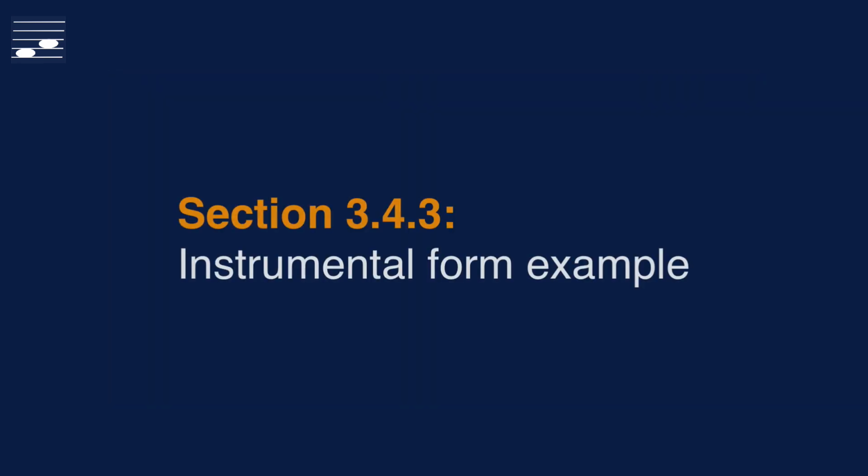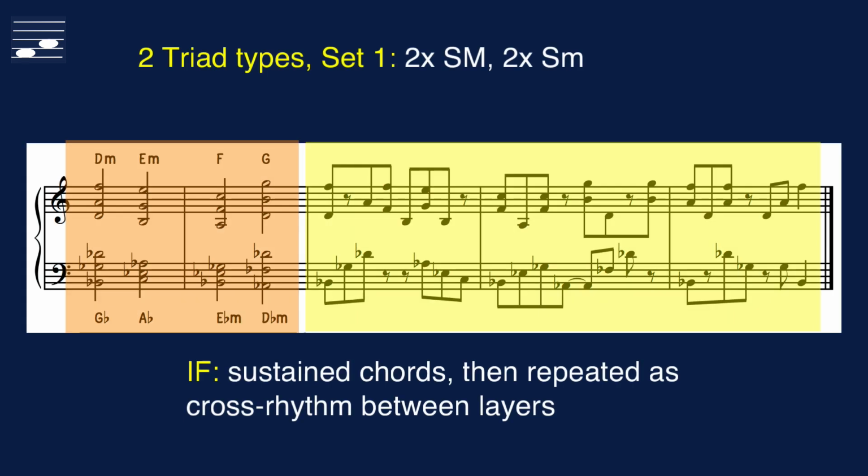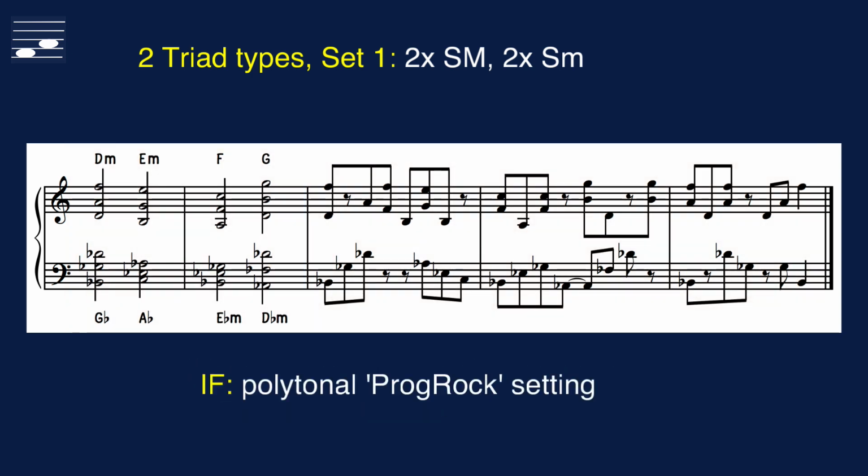The instrumental form is designed to be played by a rock group. The continuity is first played as sustained chords, then as a rhythmic counterpoint between upper and lower layer, electric lead and bass guitar. The polytonal character may be classified as a weird prog rock setting from the 1970s.